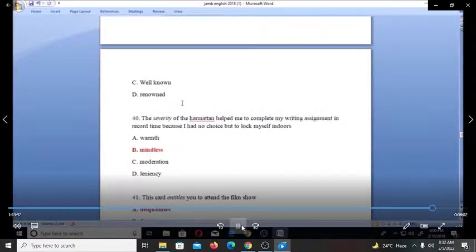40. The severity of the harmattan helped me to complete my writing assignment in record time, because I had no choice but to lock myself indoors. So what's the opposite in meaning to severity? A, warmth, B, mindless, C, moderation, D, leniency.